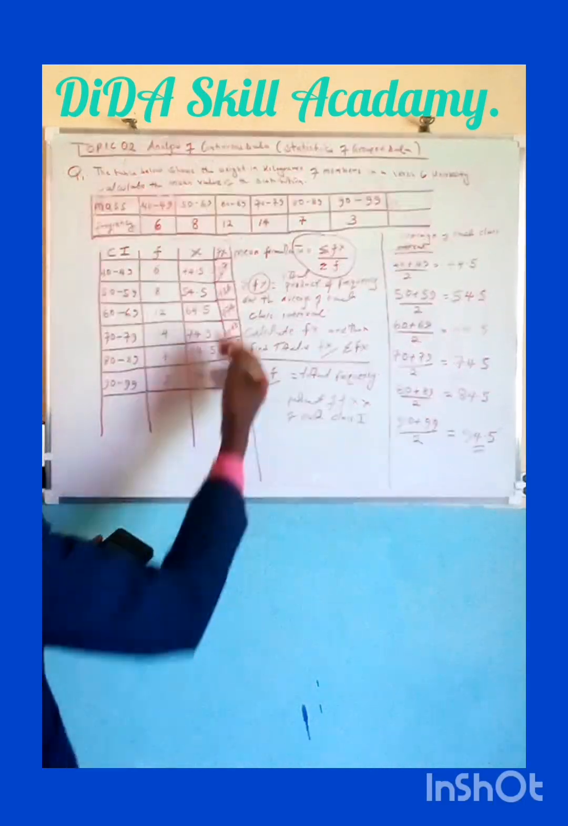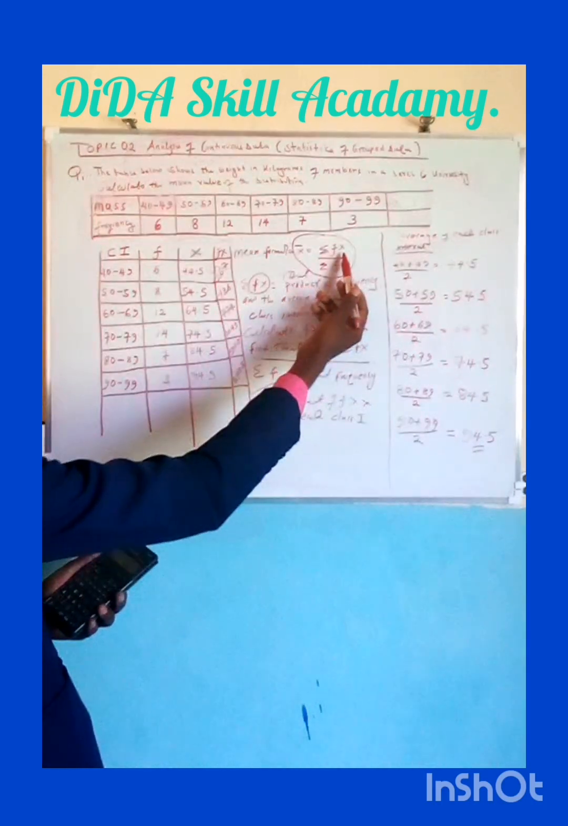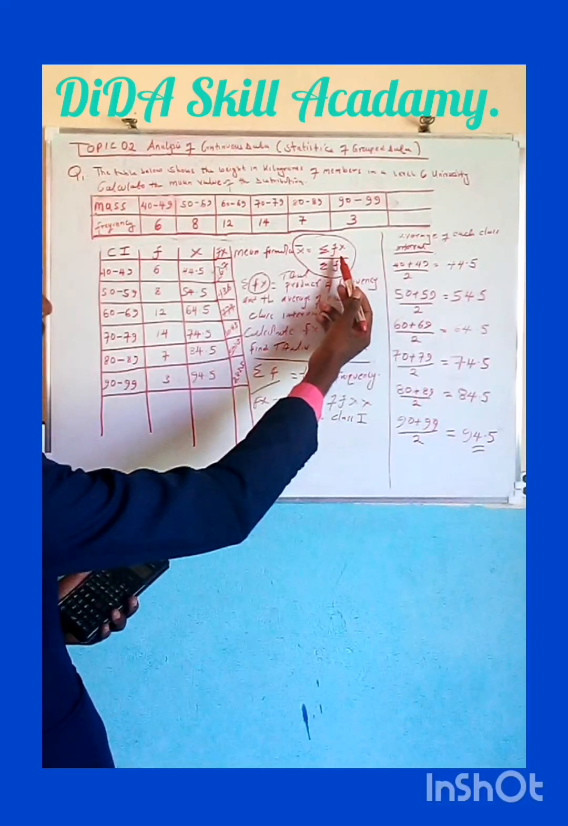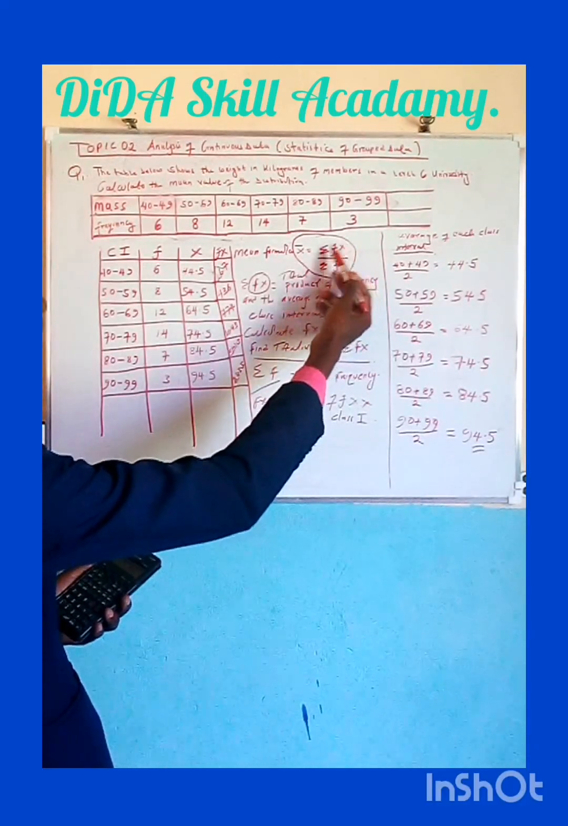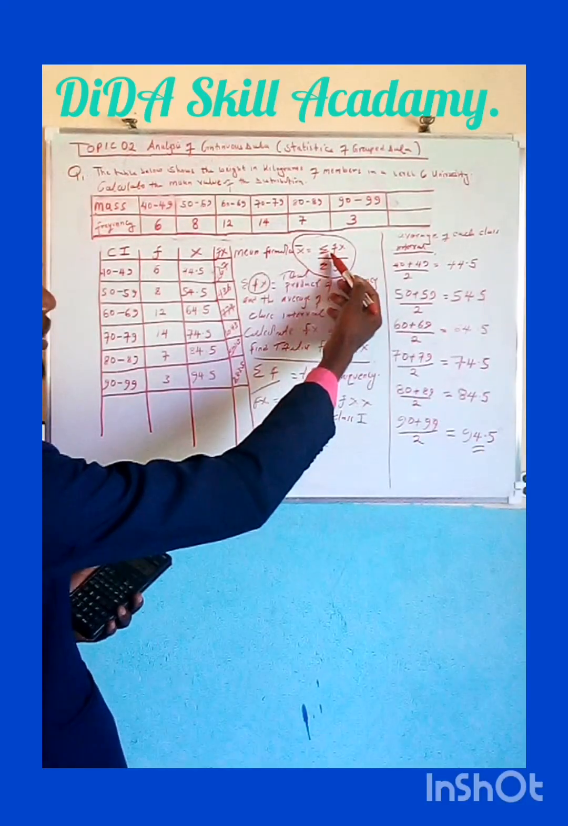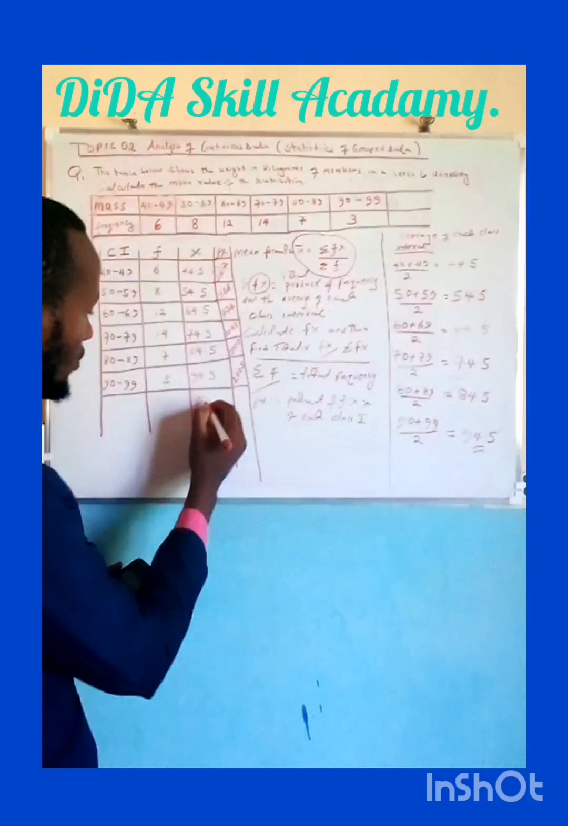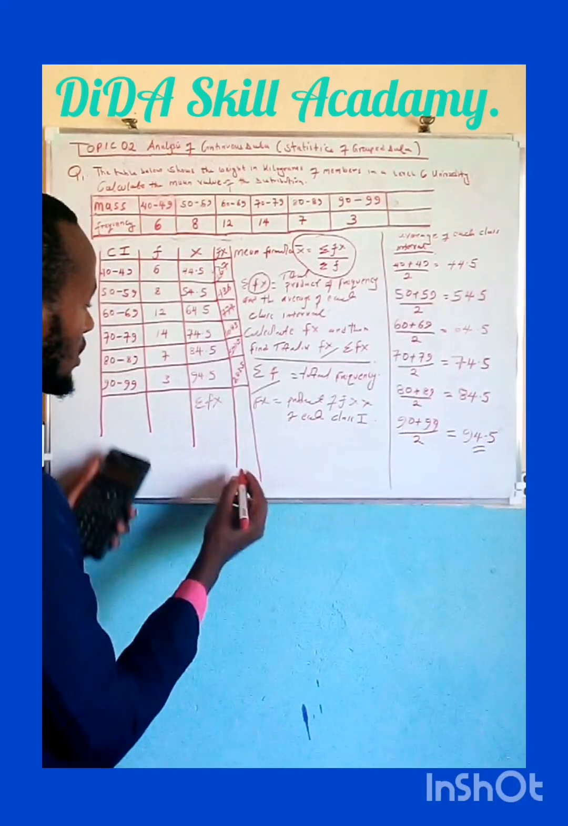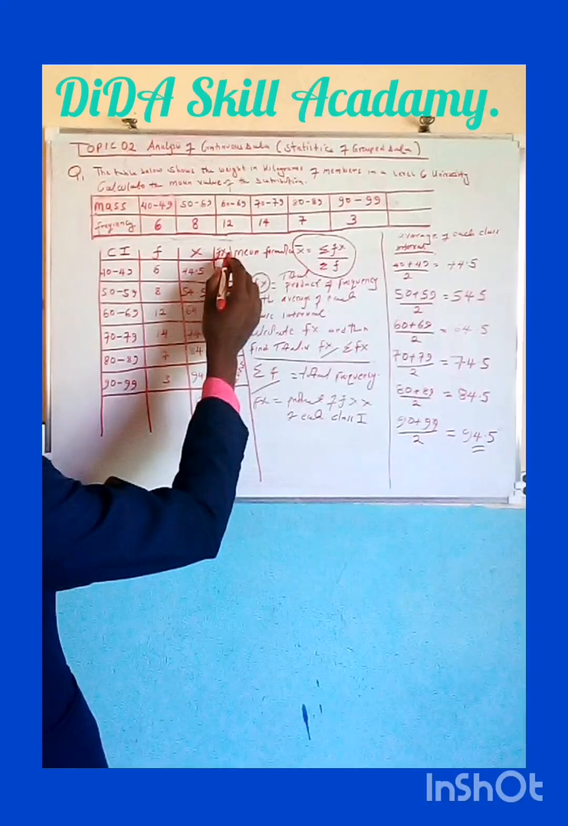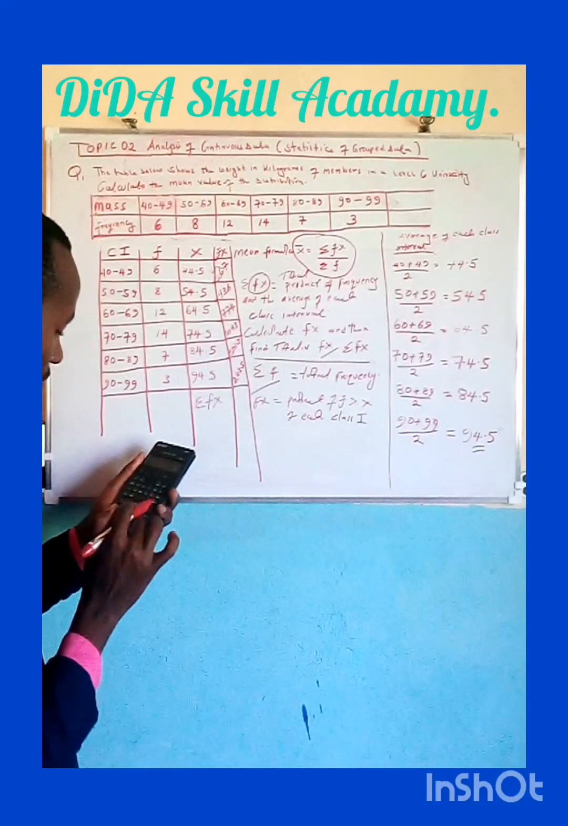Therefore, we're going to find now the total product of frequency and average of each class interval, so that we can get the summation of fx, which is the total of the product of frequency and each class interval average.